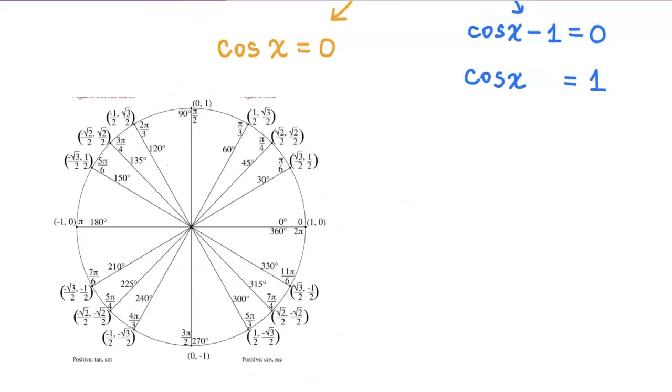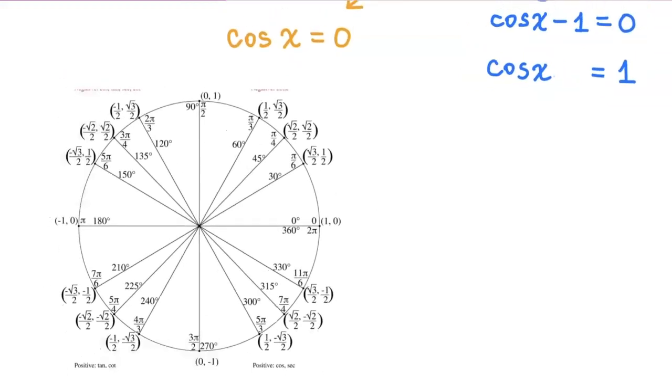Now remember, cosine is the x-coordinate of the points on these terminal angles. So where do you see an x value of 0 on this unit circle? Oh, look right there. There is 0 right there, right? There's 0 right there. So that means one of the angles is pi over 2. So the first angle I'm going to write is x equals pi over 2.